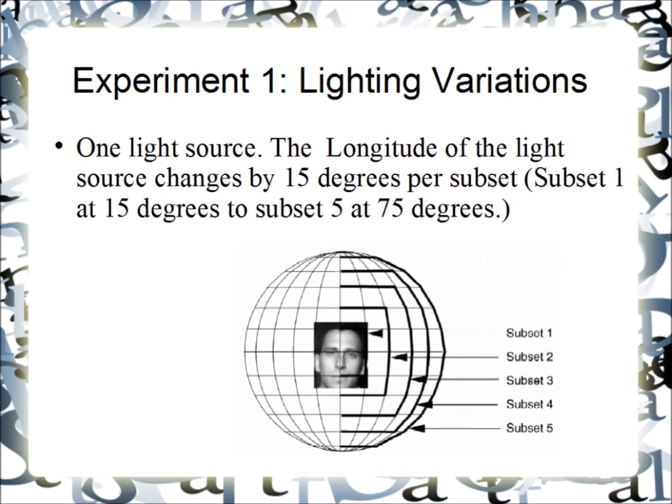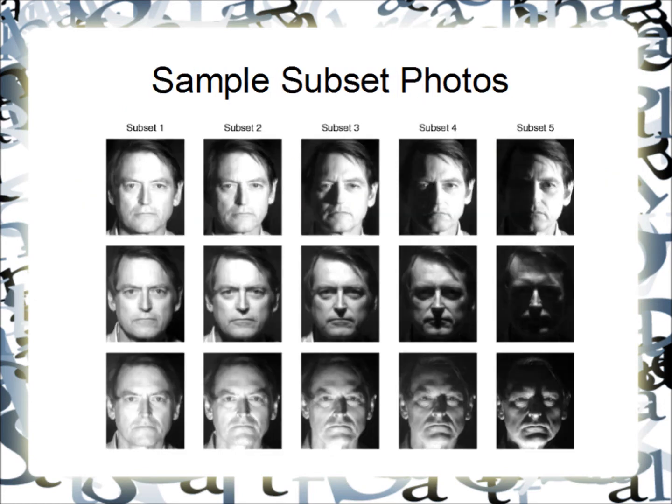In the first experiment, there were 5 different people, and they each had 66 photos taken of them with different lights. Each photo had one light source, and we broke it into 5 different subsets depending on how severe the lights were on their face. So if you look at these photos in subset 1, the light's coming straight at you, and at subset 5 it's very much coming to the sides.